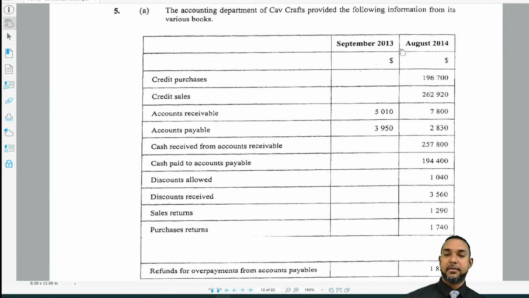Right. So, yes, check it. So September 13th. These are the opening balances here, and these are the closing balances.